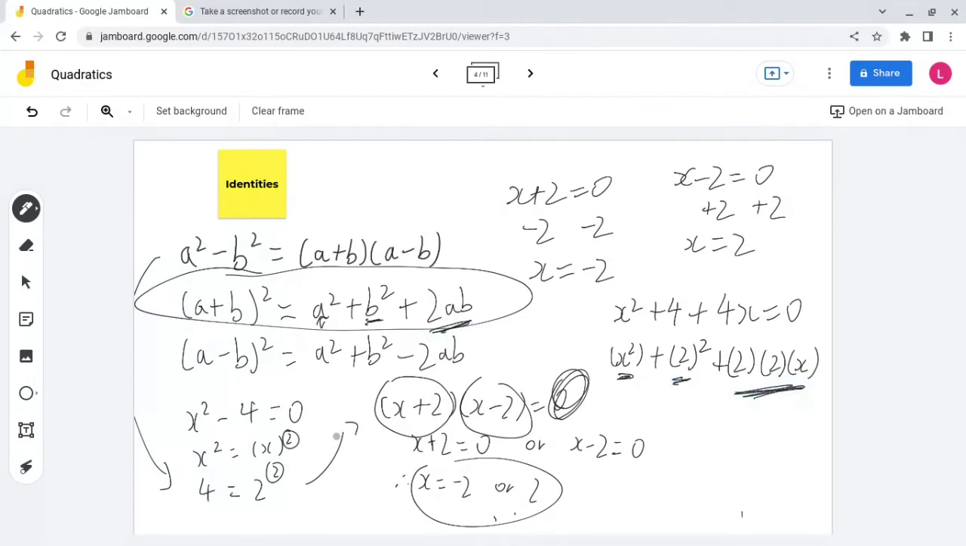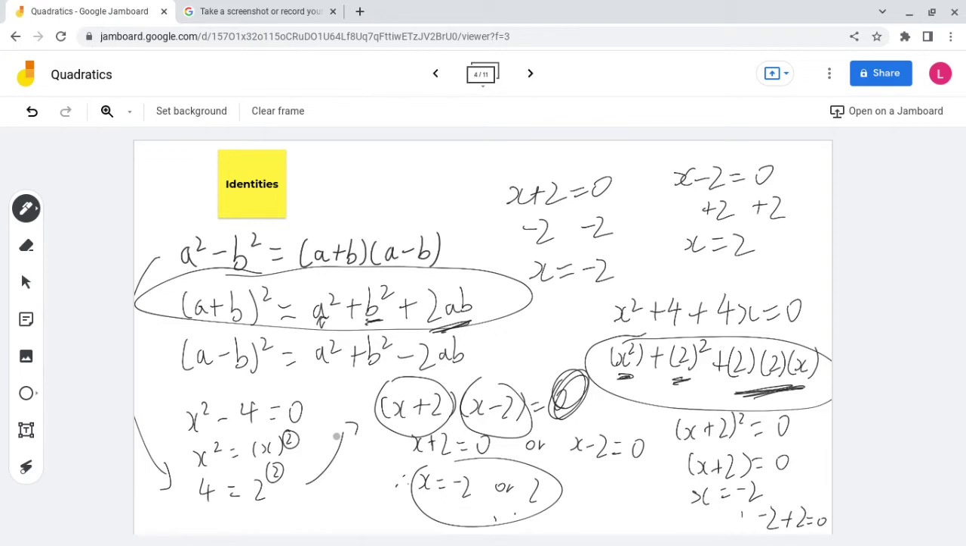Right? So that means that we can change this expression into x plus 2 squared equals 0. Right? So in order for x plus 2 squared to equal 0, x plus 2 must equal 0, or else this equation wouldn't add up. And hence, x must be equal to negative 2, because negative 2 plus 2 equals 0. Right? Okay, so that's all for identities for now, unless you learn more identities.